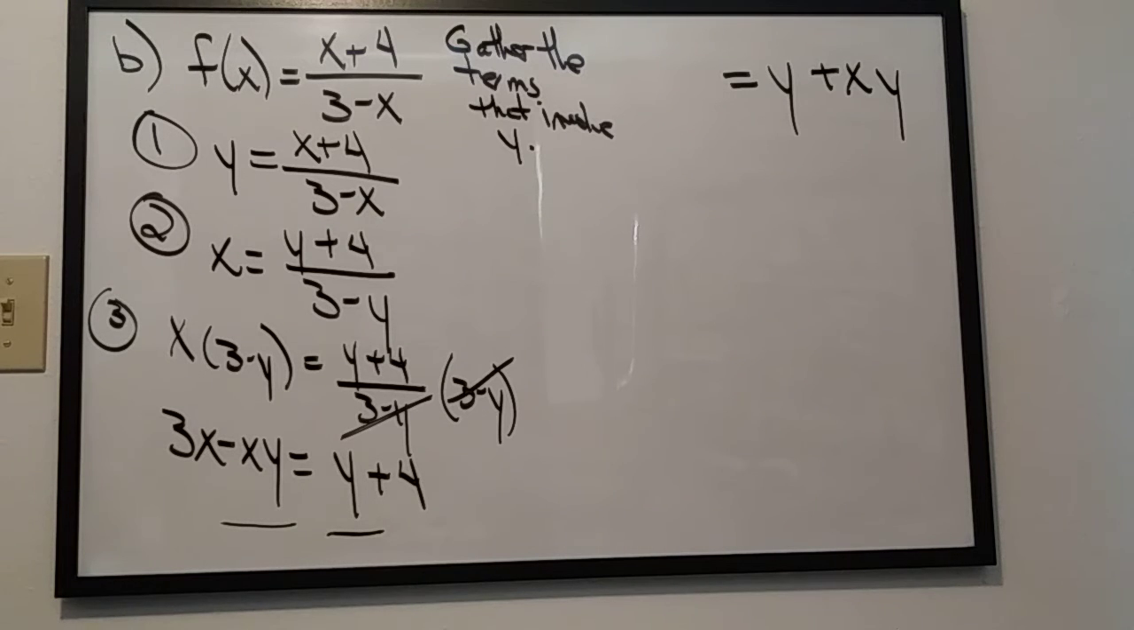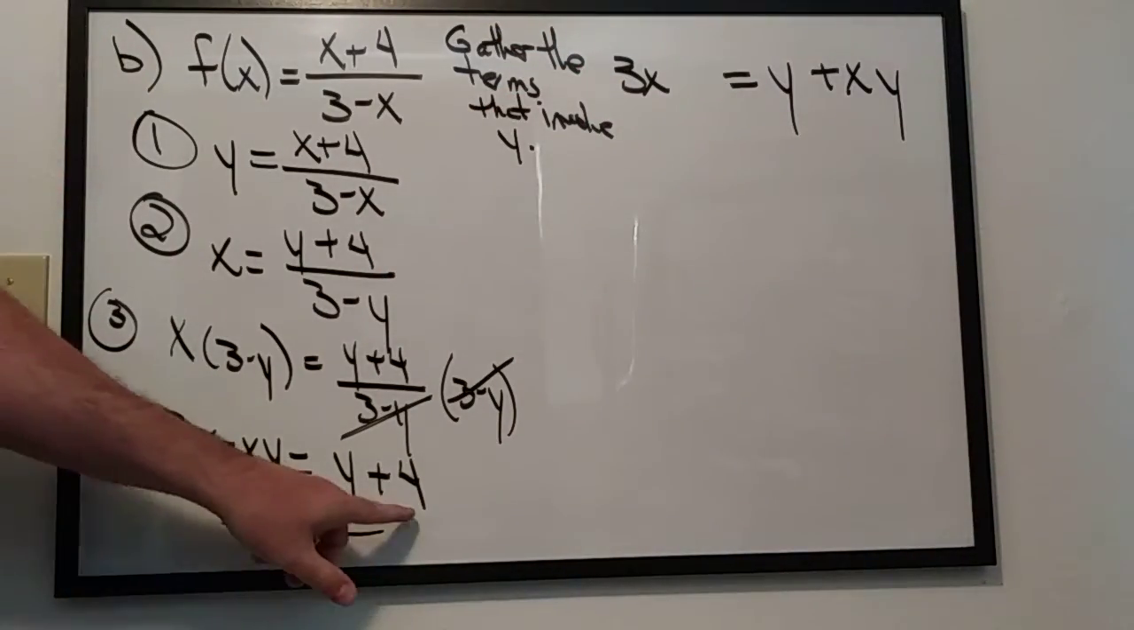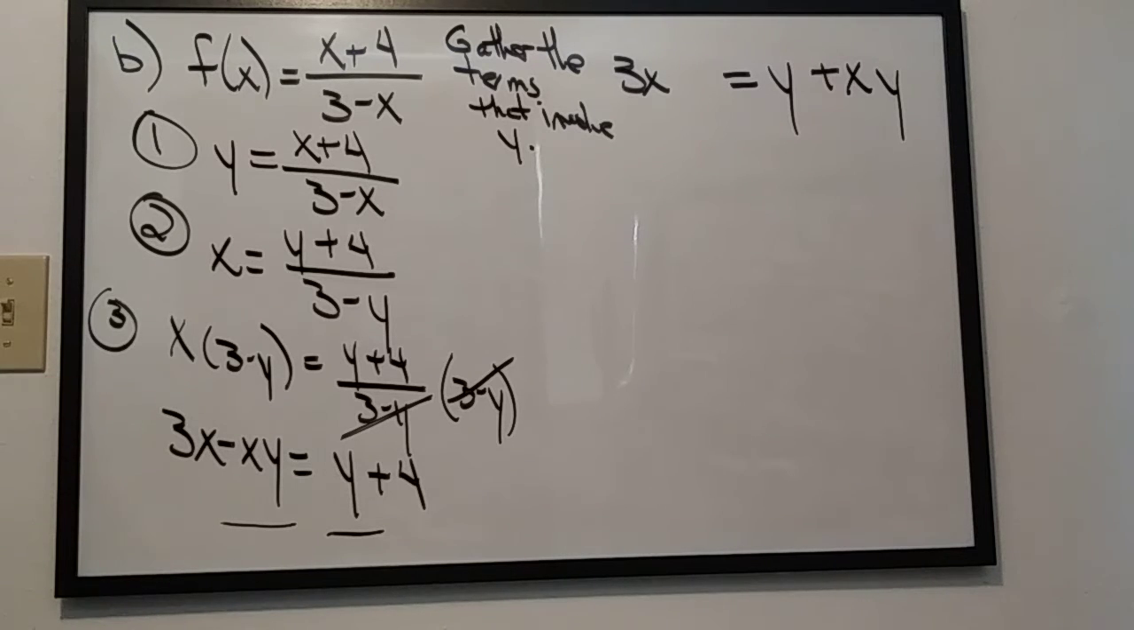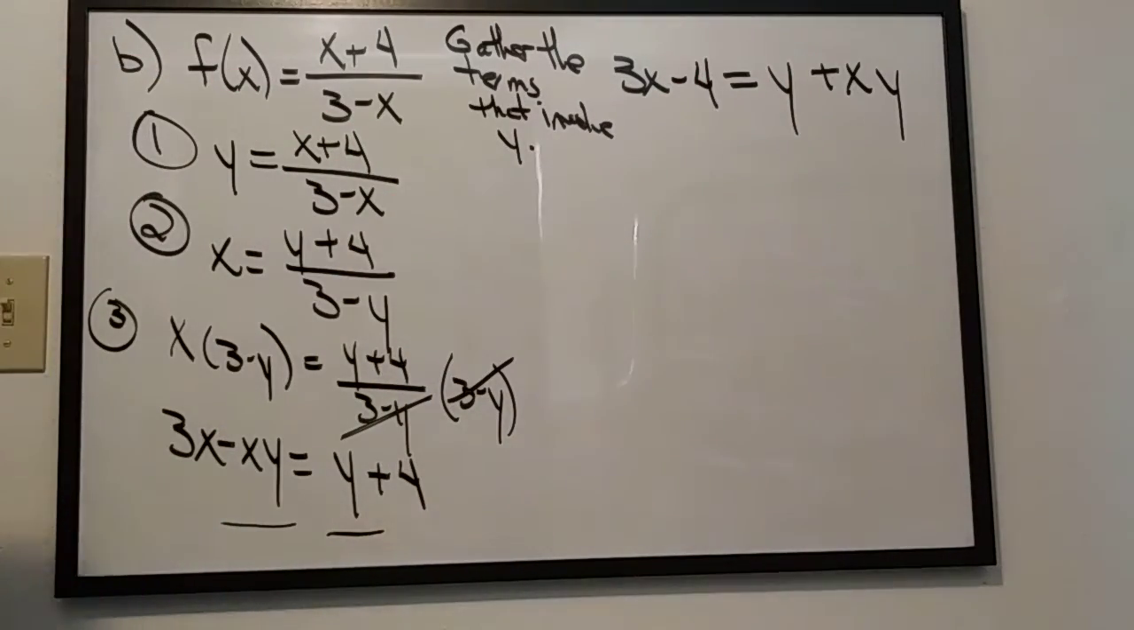Now that I have that, the next thing I can do is think about what's going to happen if I bring all of the terms that don't involve y over to the other side. Well, this 3x is already on the left-hand side, so I'm going to leave him over there. And then this 4 on the right-hand side doesn't involve a y, so I'm going to move him over to the left as well. In order to move that 4 over to the left, I need to subtract. So I'm going to subtract 4 from both sides, so we have then 3x minus 4. Now at this point, we have 3x minus 4 is equal to y plus x times y.